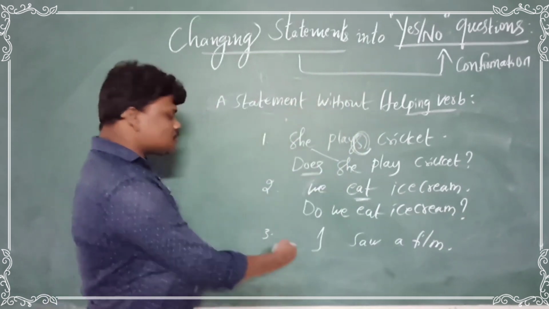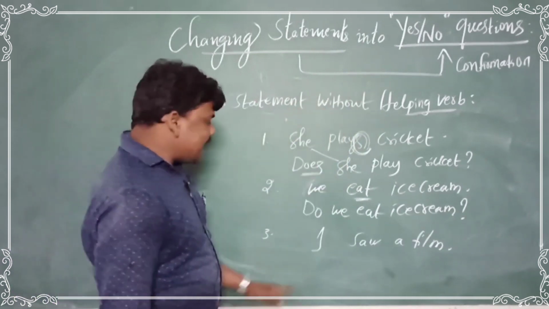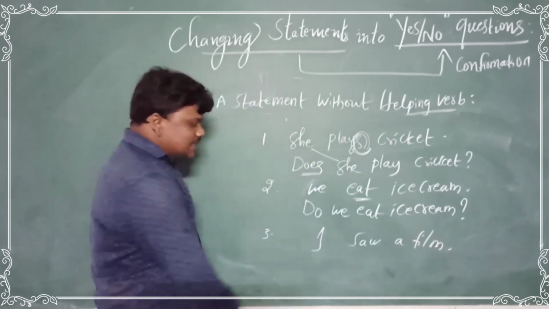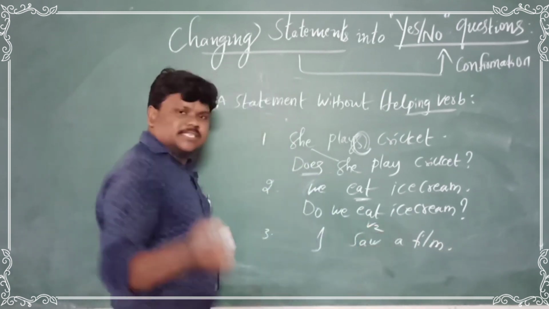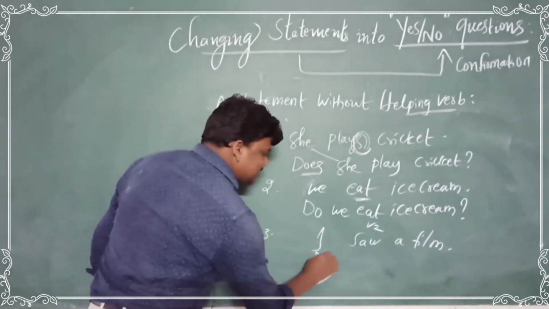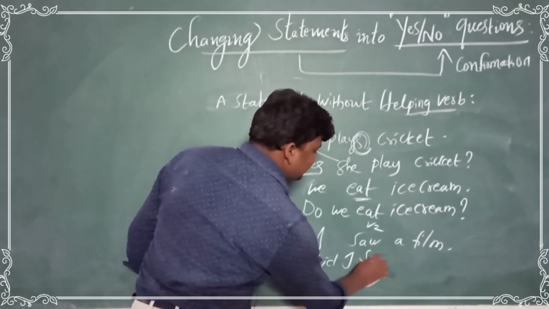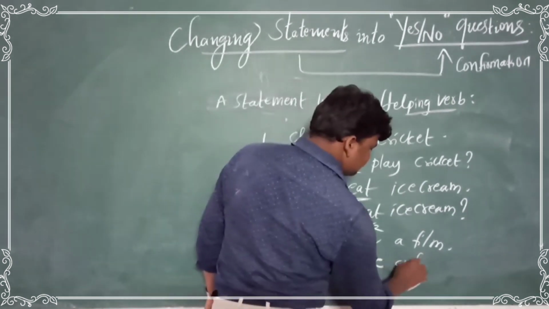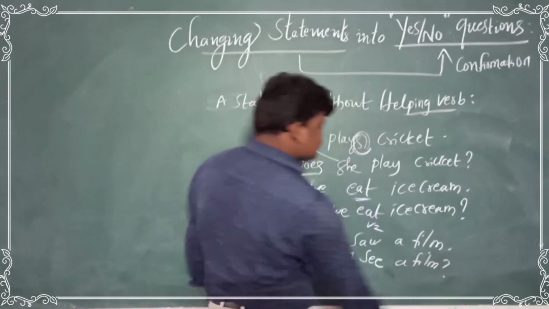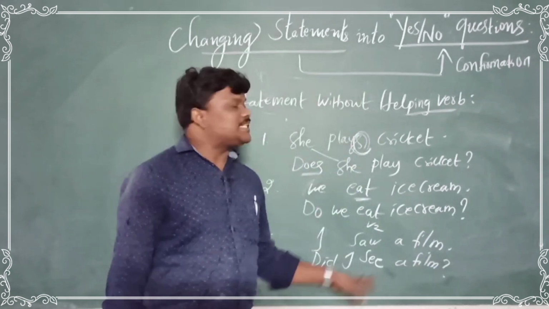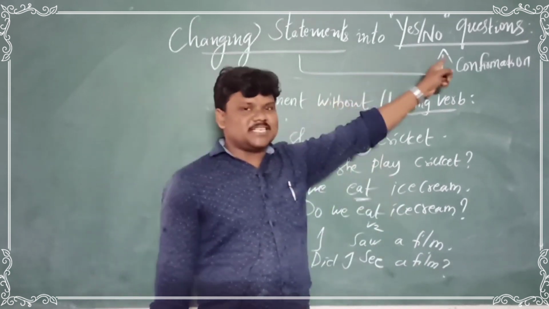And the last one, the third one. I saw a film. No helping verb, but it is a statement. If there is a V2, as I already told you, did is hiding in that. So, did I see? Don't write did I saw. Did I see a film? We can say yes or no to these questions. So, these are called yes or no questions.